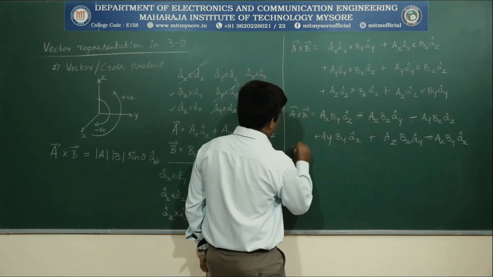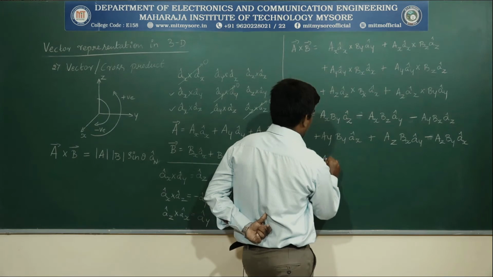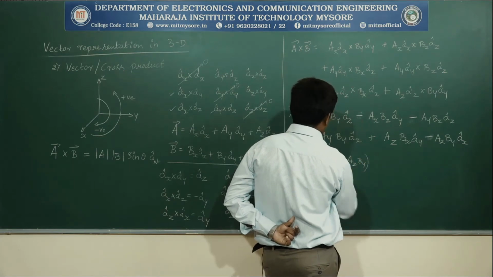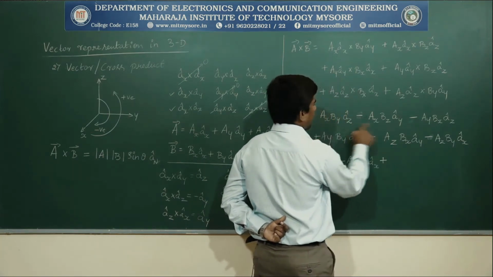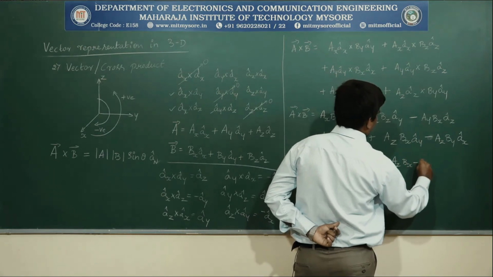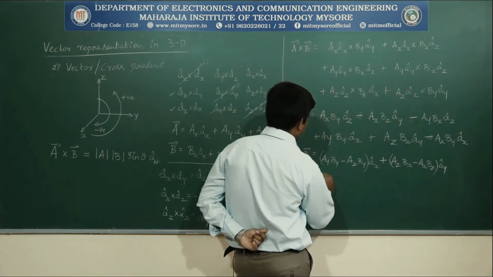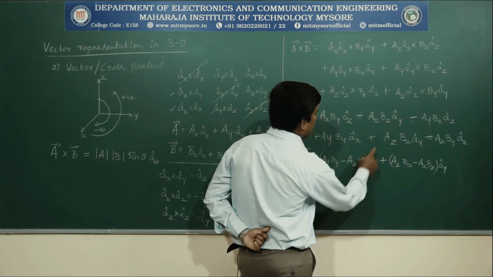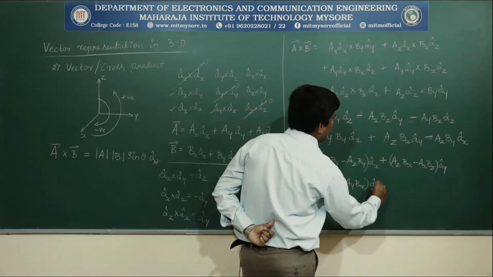Now regroup the terms. A cross B is equal to, regroup the like terms. See, AY into BZ minus AZ into BY into A cap X. Okay, then plus Y terms. Y terms are AZ into BX minus AX into BZ, into A cap Y. Then Z terms are AX BY minus AY BX into A cap Z.